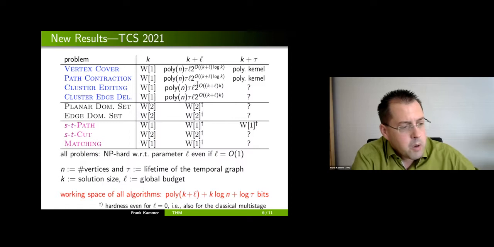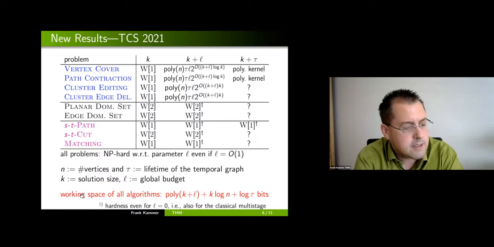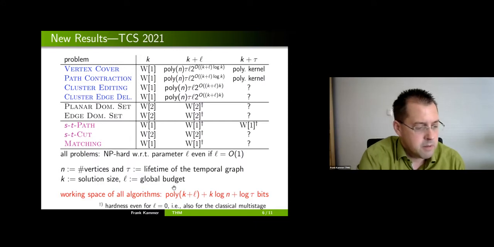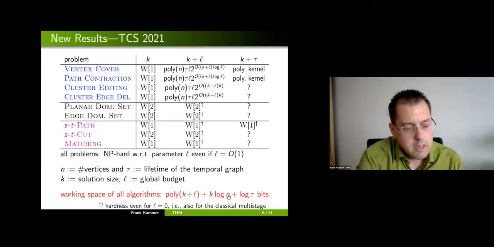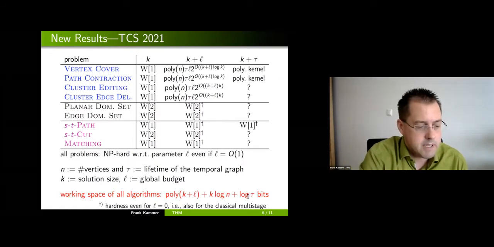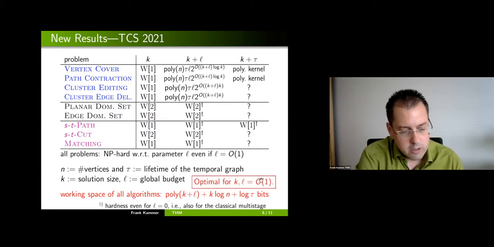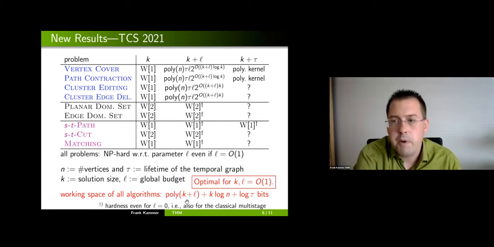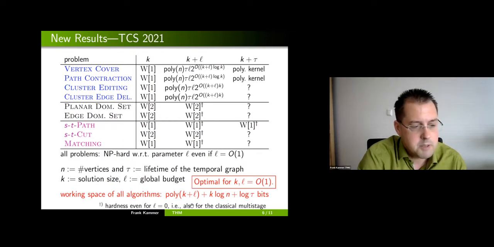And since this is one of my research interests, we also focused on the working space. For all these yellow algorithms, the number of bits the algorithm needs is only polynomial in k plus l, then k times log n, which is necessary to store a solution, and some possibility to iterate over the time steps. And if we assume that k and l are constants, then this space bound is optimal. Even if we get a nice runtime, we also get a very nice space bound.